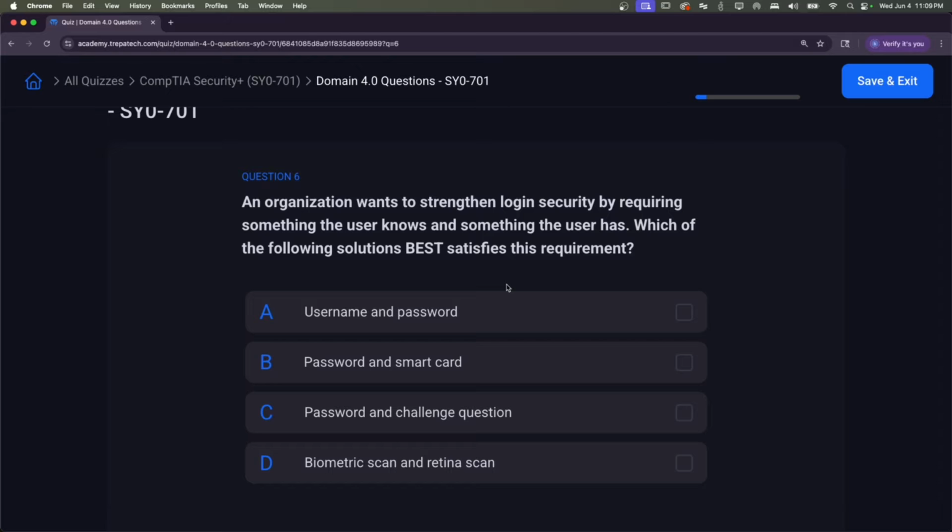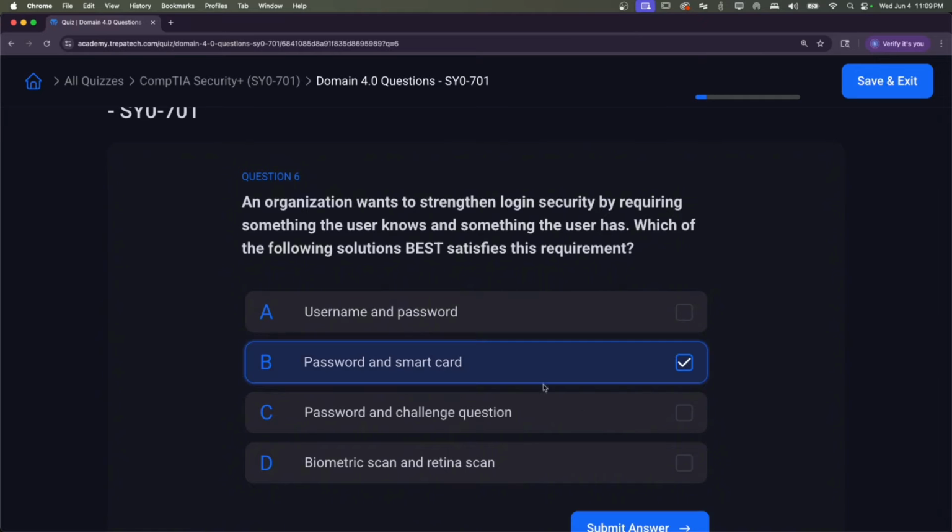Question 6. An organization wants to strengthen login security by requiring something the user knows and something the user has. Which of the following solutions best satisfies this requirement? So something you know is something you make up, username, password, pins, and something you have is something that was either issued to you or something on a physical device or something physical. Smartphone, smart card, a physical token.